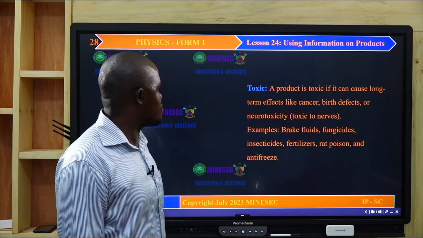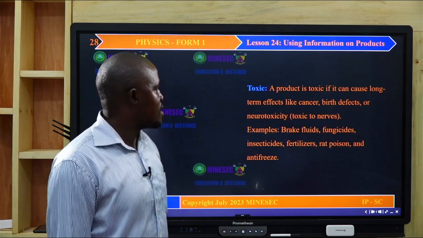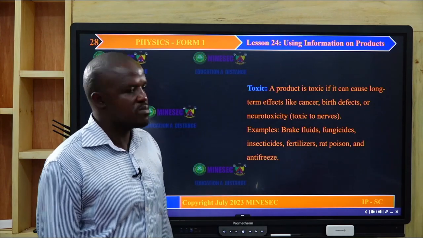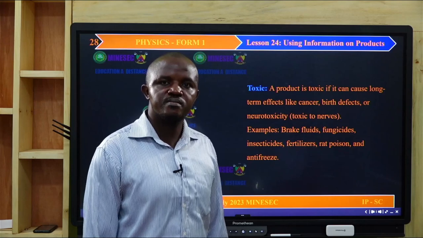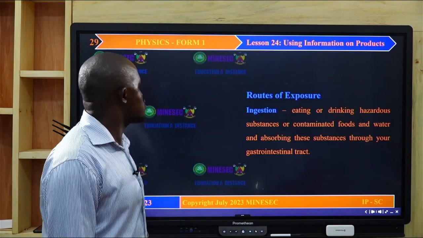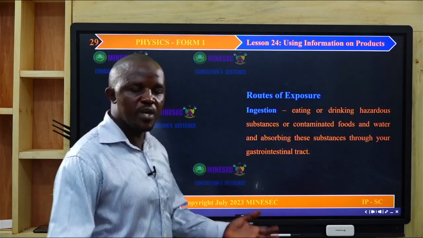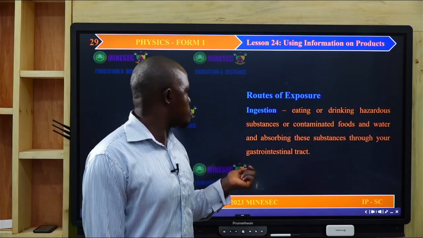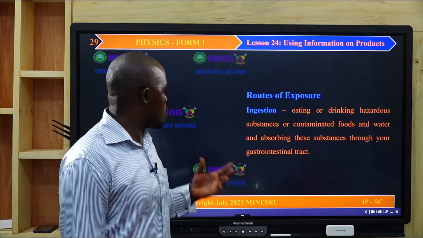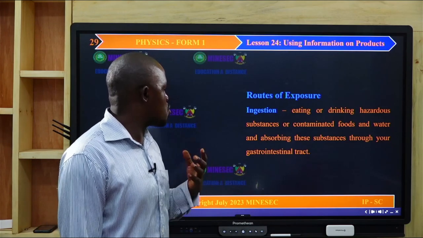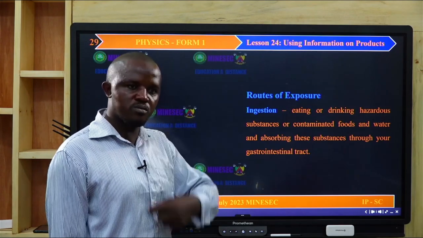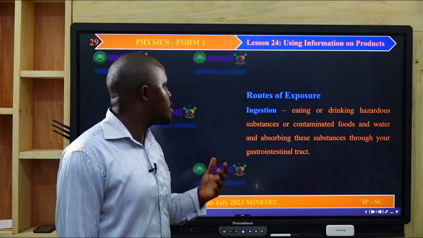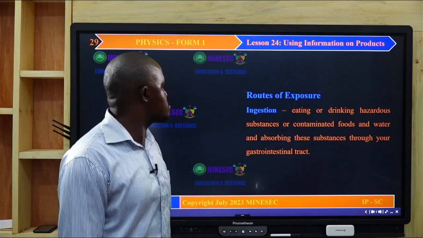Examples are brake fluids, fungicides, insecticides, fertilizers, rat poison, and antifreeze. They are toxic substances. So, routes of exposure: which are the different ways that can expose you to these substances? Ingestion, like eating or drinking hazardous substances or contaminated foods and water, and absorbing these substances through your gastrointestinal tract, like through your mouth. So, that's ingestion. It's a way that you can expose yourself to these substances.